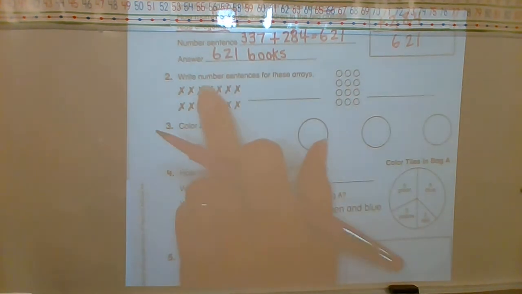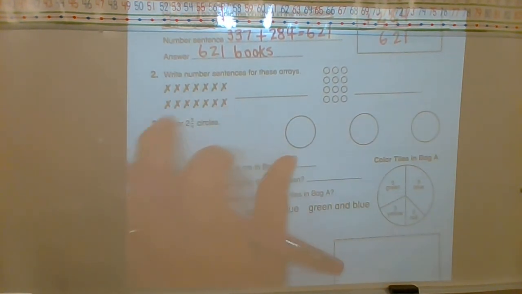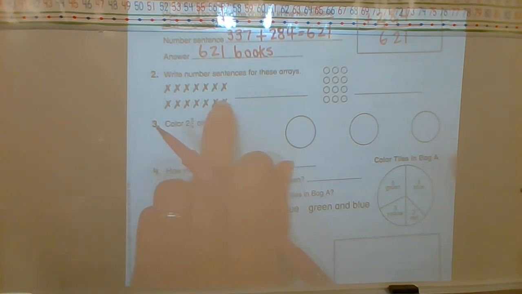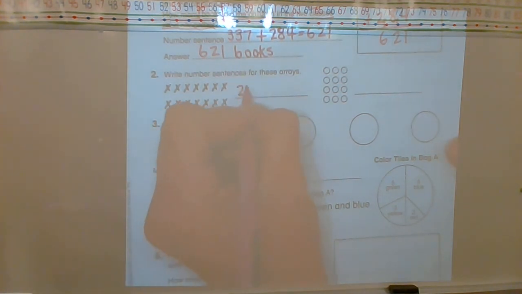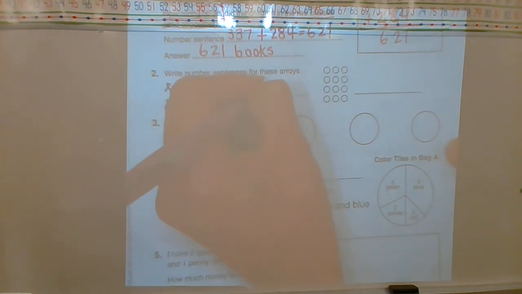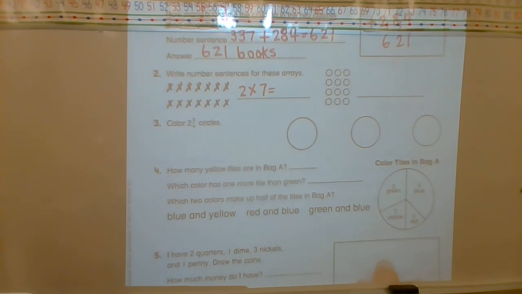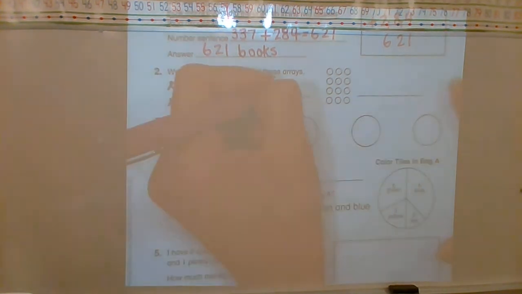Number 2, write number sentences for these arrays. Number 2, how many rows in this array? That's 2. It's a 2 by how many in each row? 1, 2, 3, 4, 5, 6, 7. 2 times 7. What is 7 plus 7? That's right, 14. Nice work.